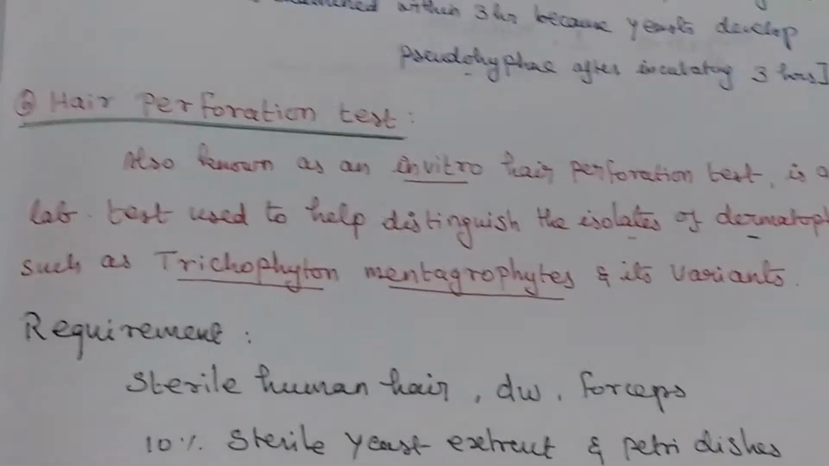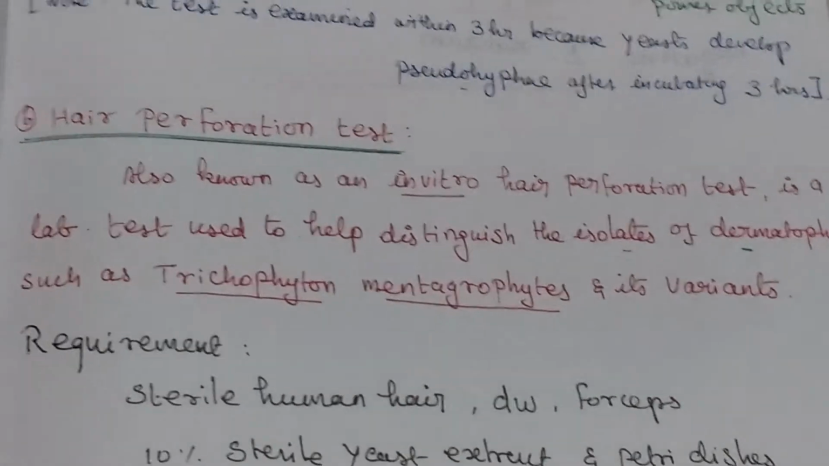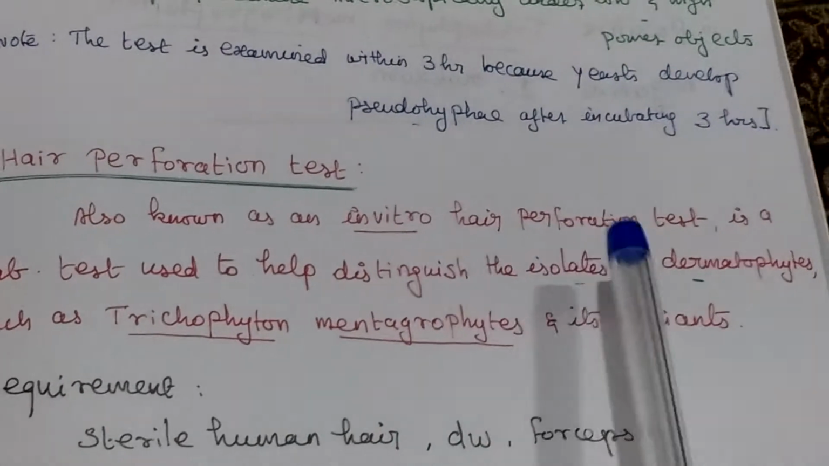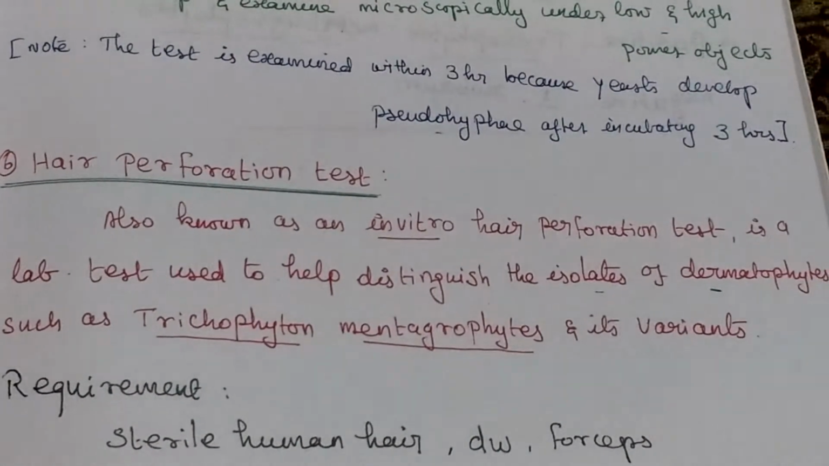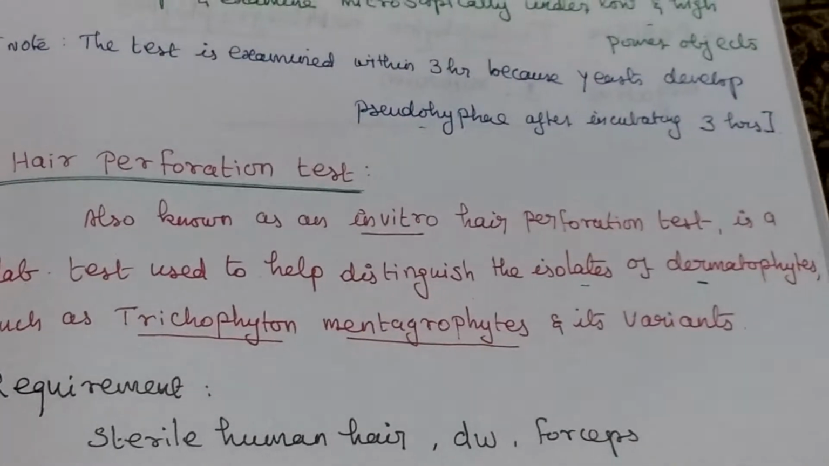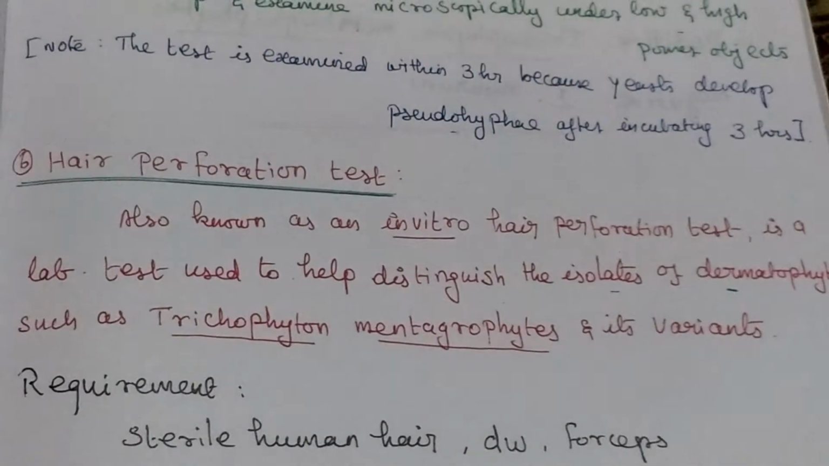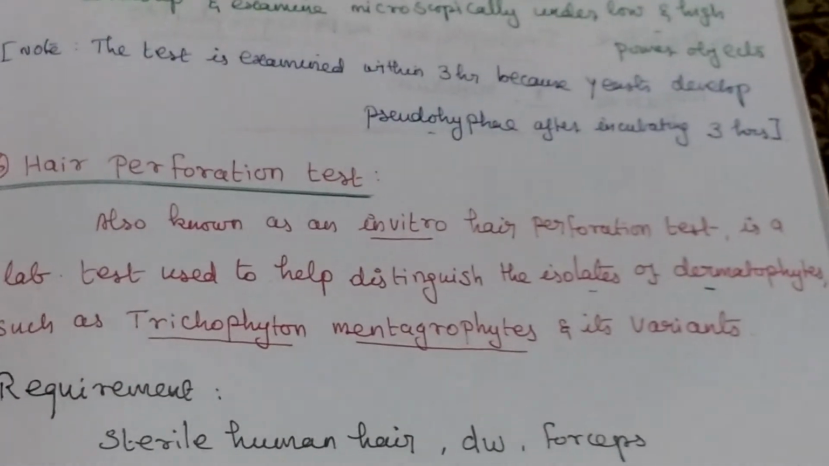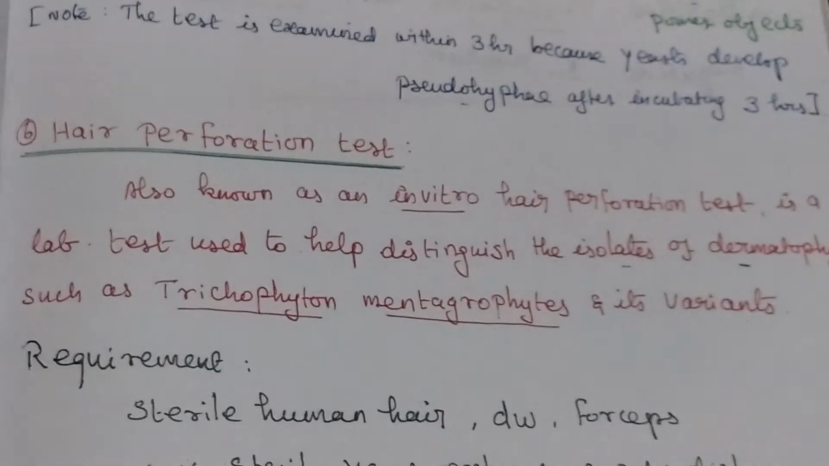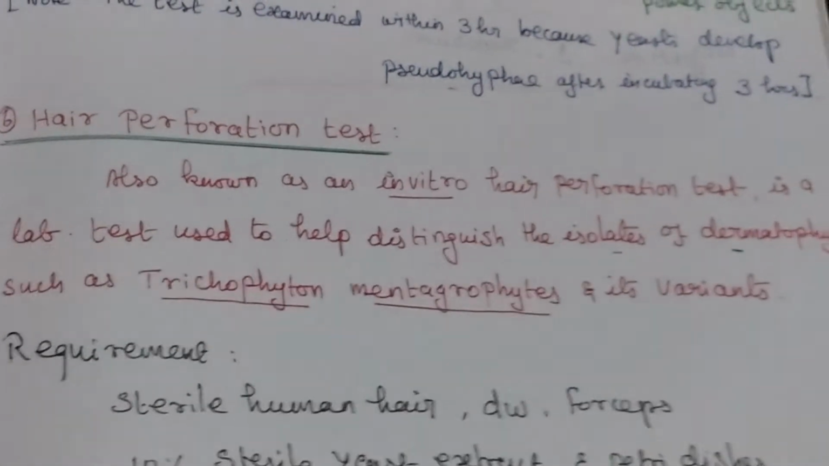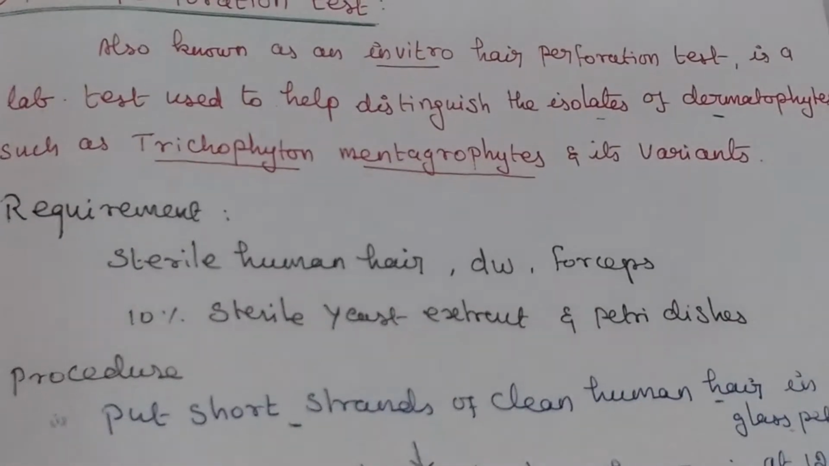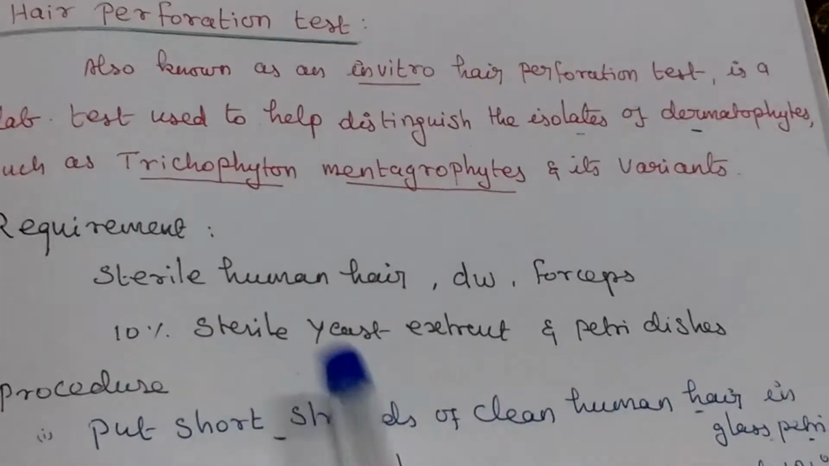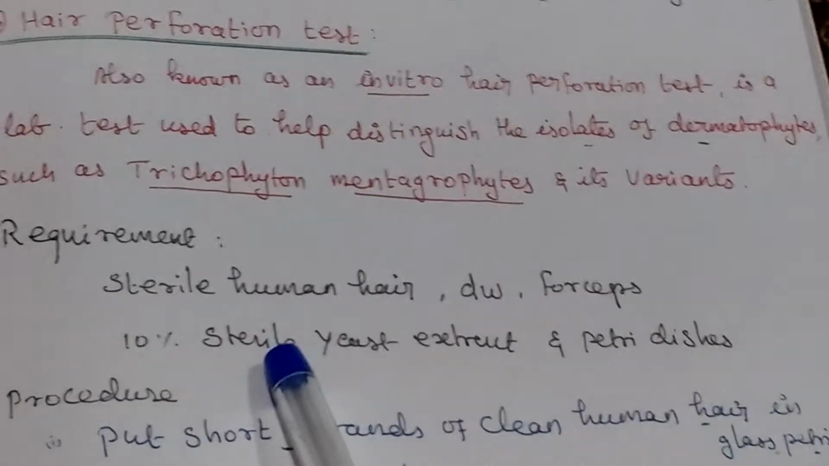Then the next one is the hair perforation test, also known as the in vitro hair perforation test. It is a lab test used to help differentiate isolates of dermatophytes such as Trichophyton mentagrophytes and its variants. What are the things we need? Sterile human hair, distilled water, forceps, 10% sterile yeast extract and petri dishes.